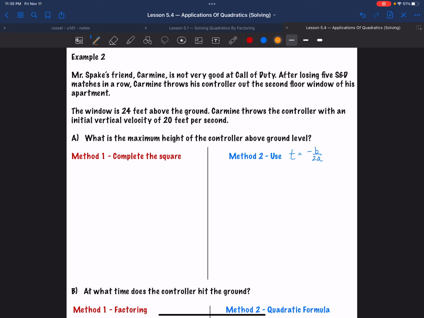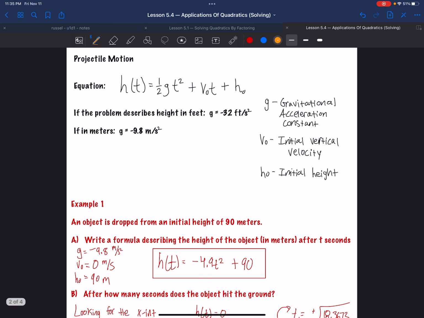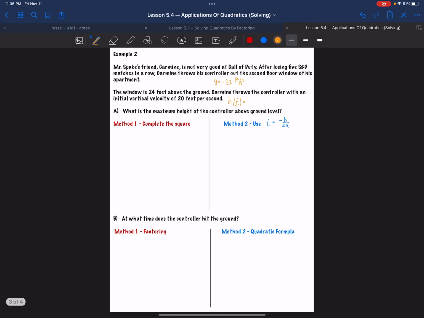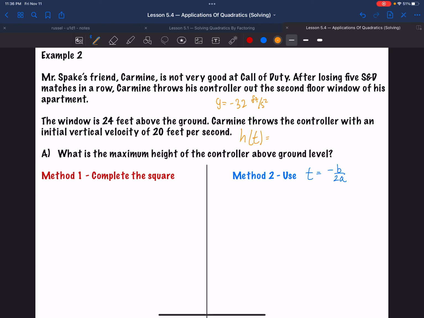So let's write the equation, right? What is the equation? Well, it's going to be h of t equals, so I have to label these pieces, right? G is going to be negative 32 feet per second squared. And if you're wondering where Mr. Spake came up with this, it's because Mr. Spake knows that if I have a problem in terms of feet, G is negative 32 feet per second squared. And this problem is in terms of feet, so it's that. You don't have to memorize that. The problem would give that to you, okay? Or I would give that to you on the test.